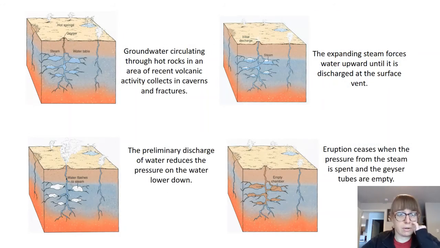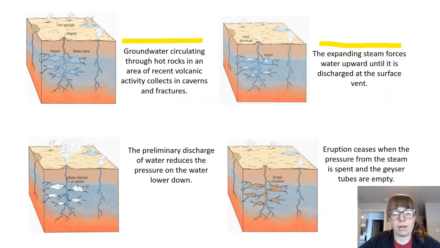So here, this diagram is just showing how a geyser erupts. In this first part, up in this corner, you can see we have groundwater that's circulating through those hot rocks. The red color on the bottom is trying to show you that these rocks are hot. And we have groundwater circulating within there. And then that groundwater starts to flash to steam in this next diagram.